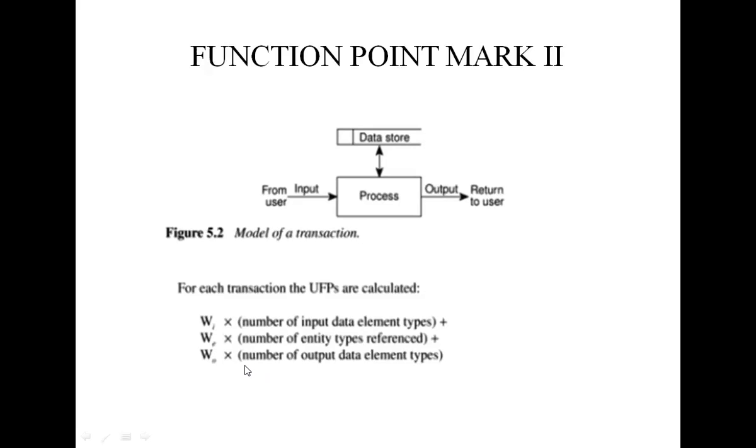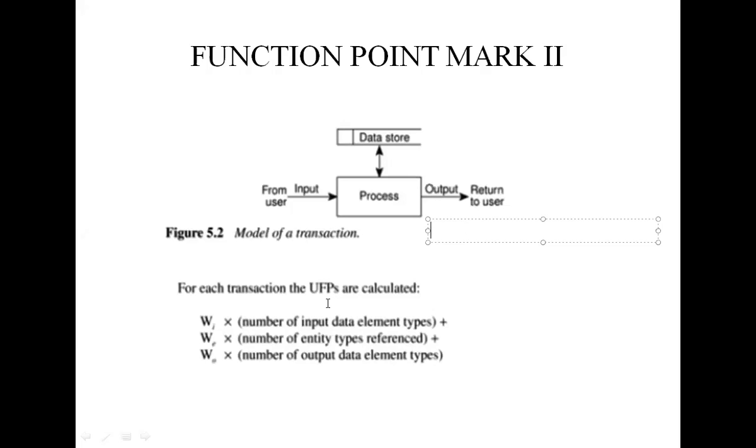For example, take a cash receipt. A cash receipt transaction has 2 entity types: one is invoice and another one is cash receipt. The data inputs are invoice number, date received, and cash received. Those 3 are the data inputs.